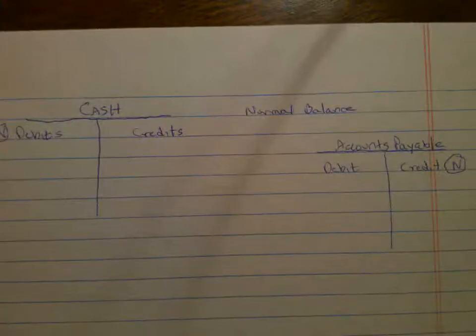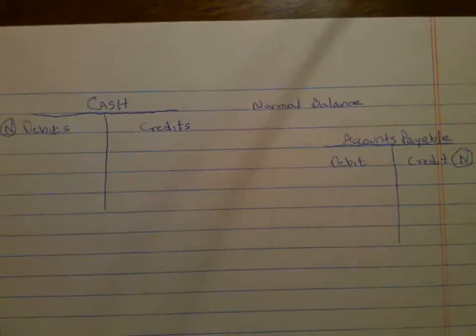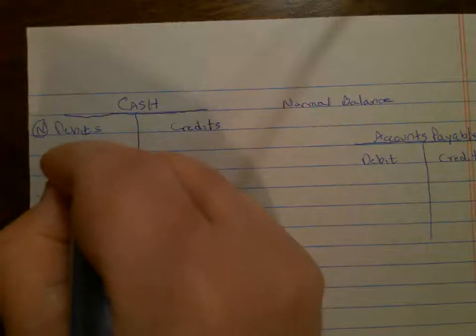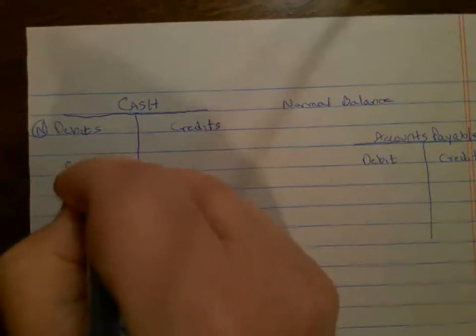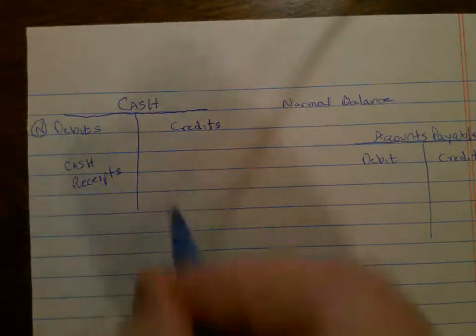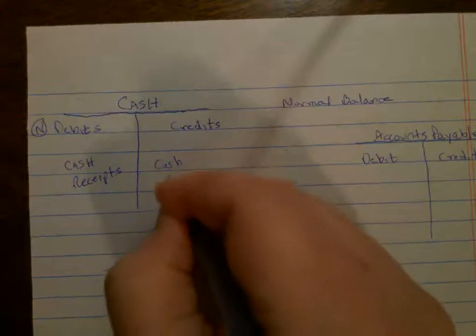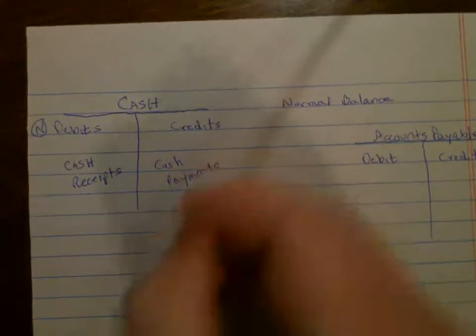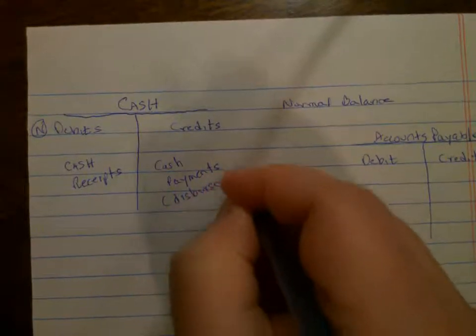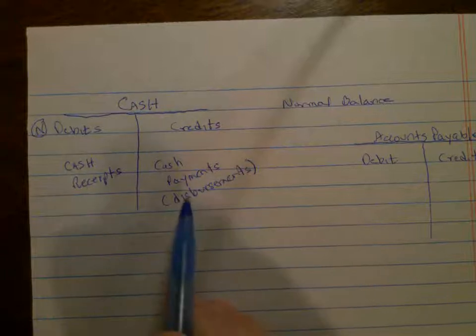Okay, and you'll see how that plays in when we actually run a trial balance, which is just a listing of all of the accounts for that company with the balance. Okay, so let's stick with the cash account here. Cash receipts are going to be showing up as debits in the cash account. Cash payments, or what we call disbursements, those are going to show up as credits.